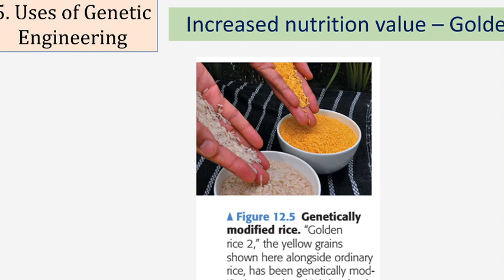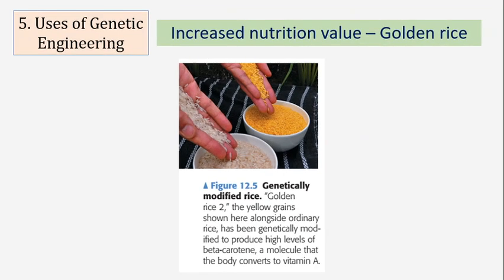So what to do for these people? Some scientists came up with an idea that if we can incorporate a gene for synthesizing vitamin A inside the rice, then people will get their nutrition demand of vitamin A by simply eating the rice alone. From this idea they developed this genetically modified golden rice that produces a high amount of vitamin A.